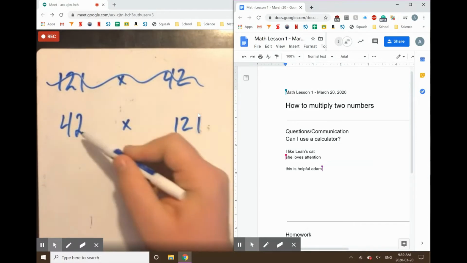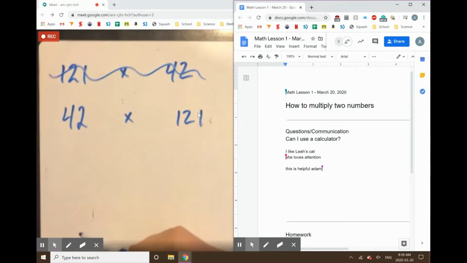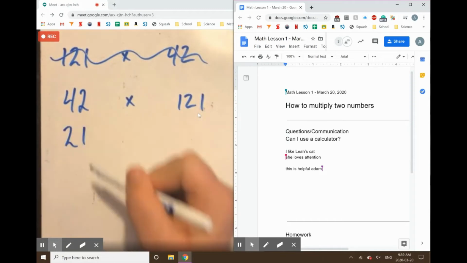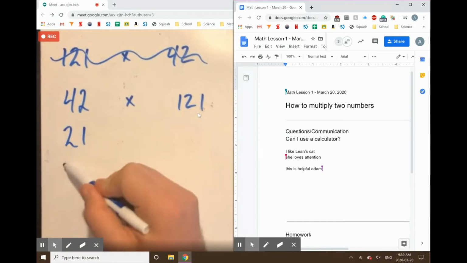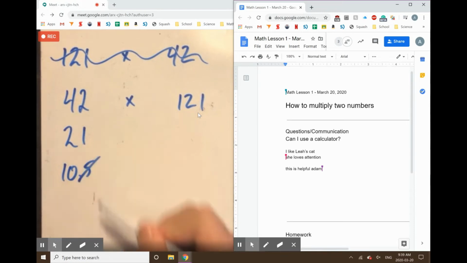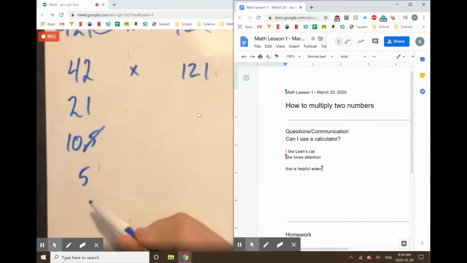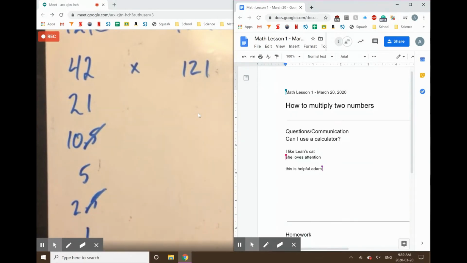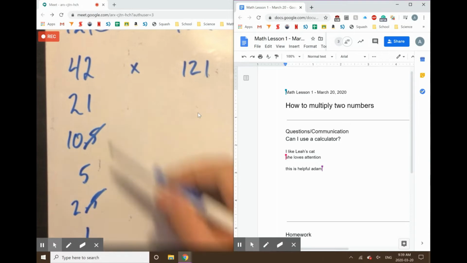And now we want to divide these numbers in half until we get to 1. And so we've got 42 down to 21. 21 in half is 10.5, and we ignore the 0.5. 10 in half is then 5. 5 in half is 2.5, again ignoring the 0.5. And then 2 in half is 1. And then we've got all of our numbers in a row here.